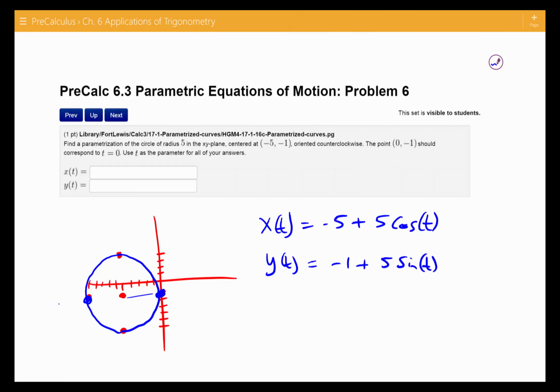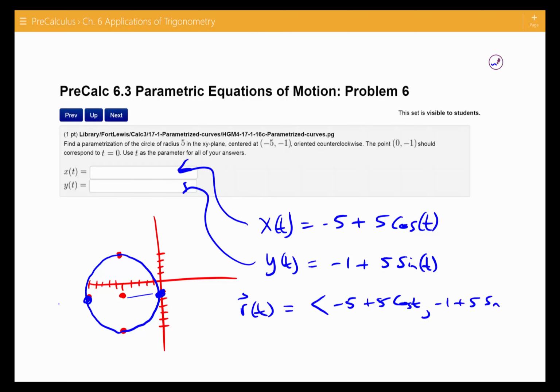So here's our parametric equations, x in terms of t and y in terms of t. Now if we wanted to write this as a vector in terms of t, like we did the last problem, we would just put the x coordinate in first, cosine of t, and then we'd put the y coordinate in second, like this.